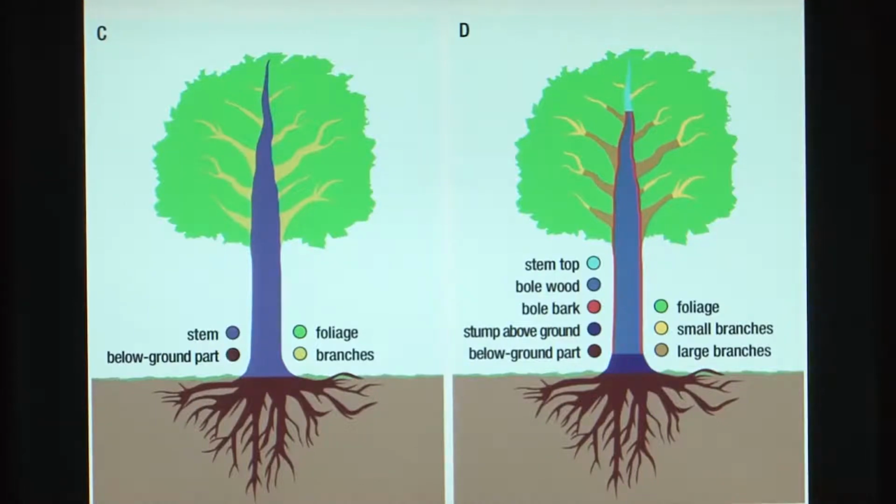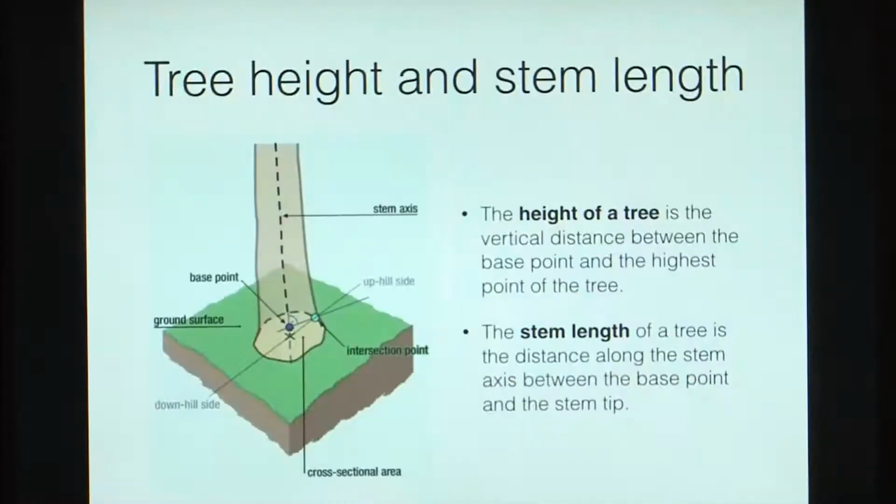So, once we have done this, when we talk about a tree height, what do we mean by a tree height? So, if you look at the definitions, the height of a tree is the vertical distance between the base point and the highest point of the tree, whereas the stem length of a tree is the distance along the stem axis between the base point and the stem tip. So, what do we mean by that?